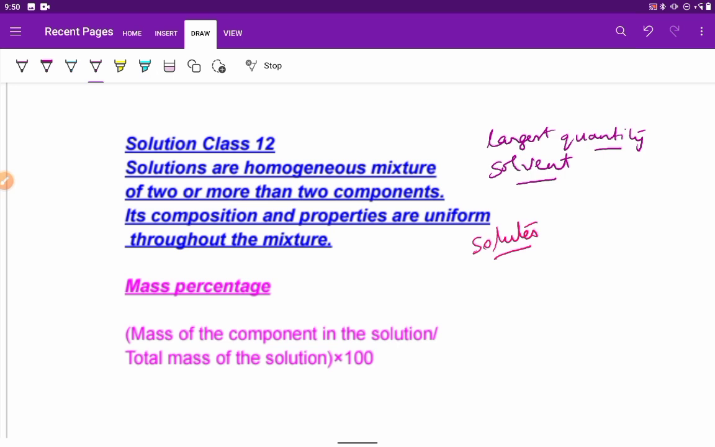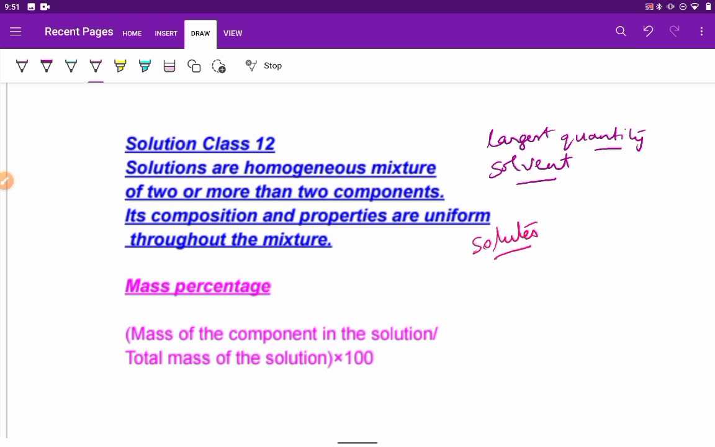Now first of all we need to understand how we can express the concentration of solution. For describing the composition of a solution, we have to express its concentration, either qualitatively or quantitatively. By qualitative, what do we mean? We say that the solution is dilute. Dilute means the amount of solute is relatively small. If we use the term concentrated, it means relatively large amount of solute is present. But here we are not very clear. Dilute means how much solute is present? We can't understand. So there are different ways by which we can tell about the concentration quantitatively.